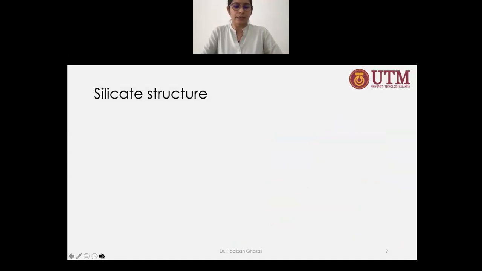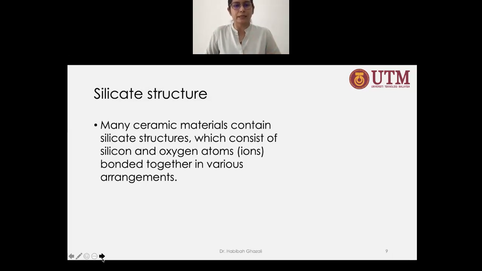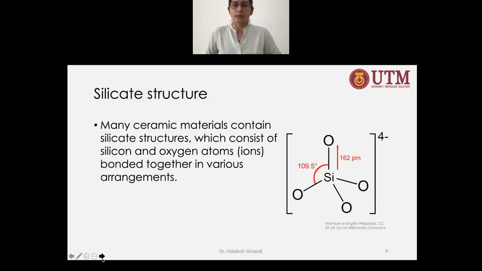And then we also have one major structure of ceramic material, which we call silicate structure. Many ceramic materials contain silicate structure, which consists of silicon and oxygen atoms or ions bonded together in various arrangements. So this is the molecule of silicates. Most ceramic materials will have silicate inside them, like clay, which has this as the major molecule bonded together. You consider this one molecule will bond with another silicate to form the clay. So this is one of the major ceramic material crystal structures.